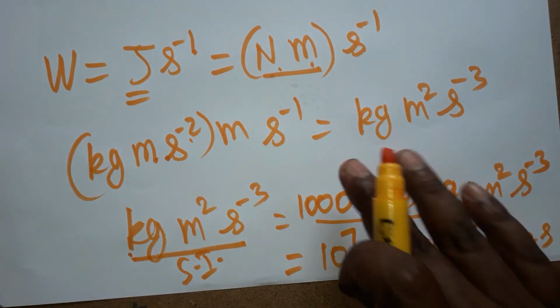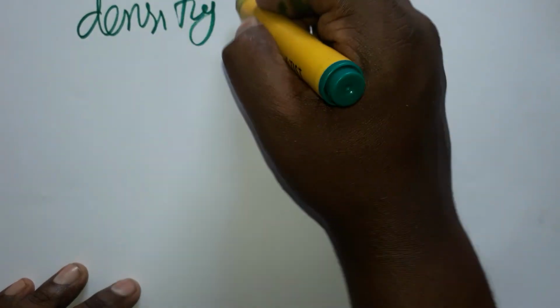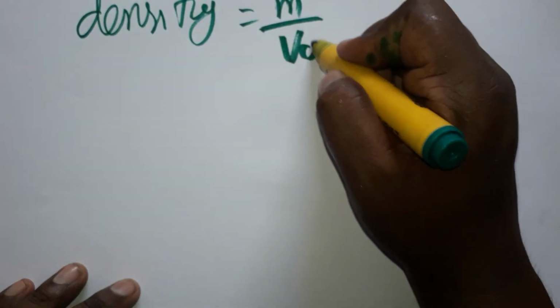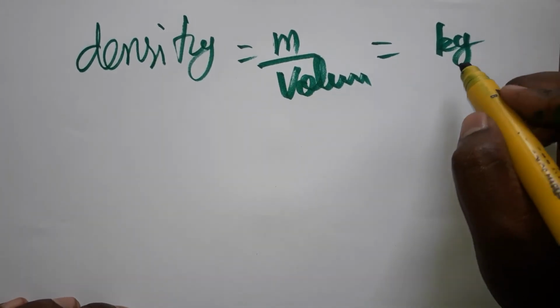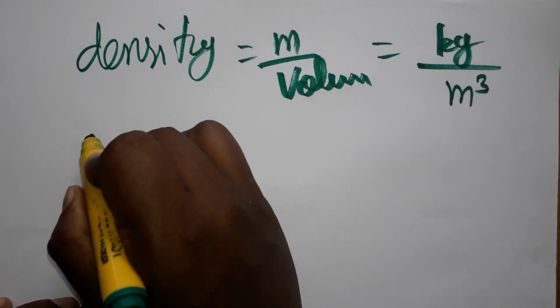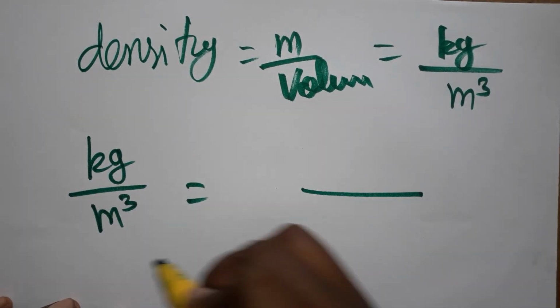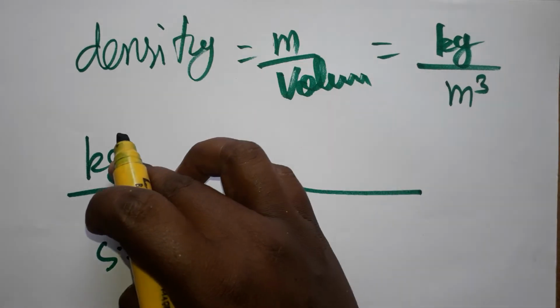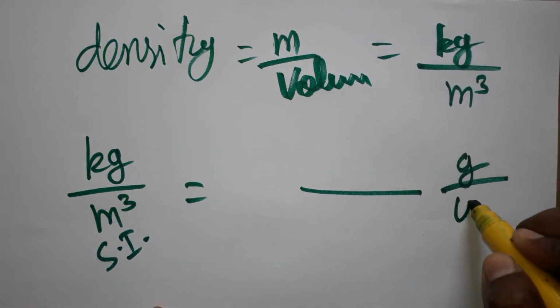Now the other things: density, pressure and momentum. These are the units we are going to see. First we will see density. Density is equal to mass per unit volume. The mass unit is kg, and the volume unit is length into breadth into height, which is meter cube. So kg by meter cube. The density unit in the SI system is kg by meter cube. In the CGS system, gram by centimeter cube.